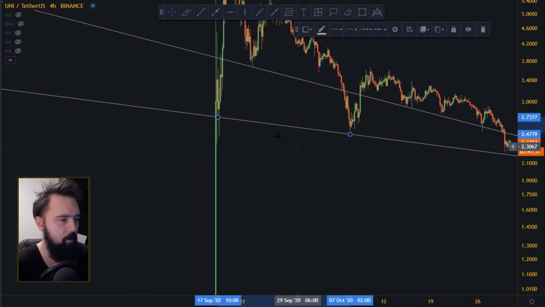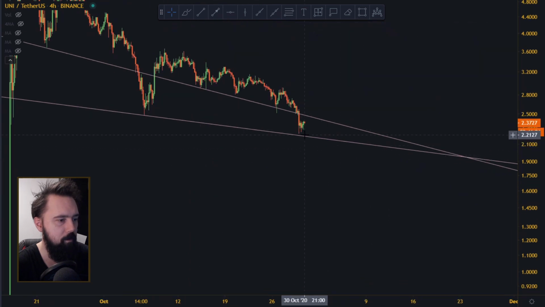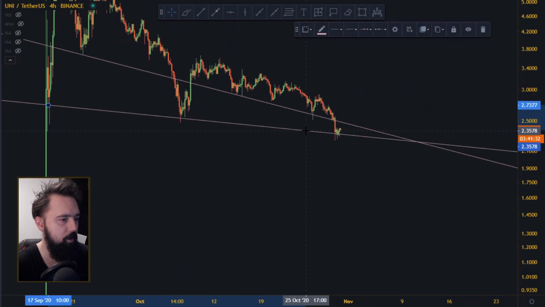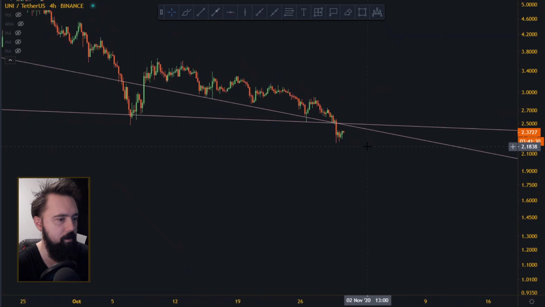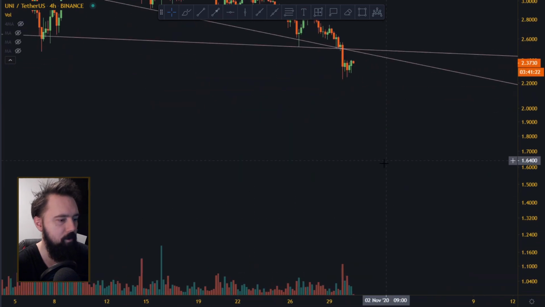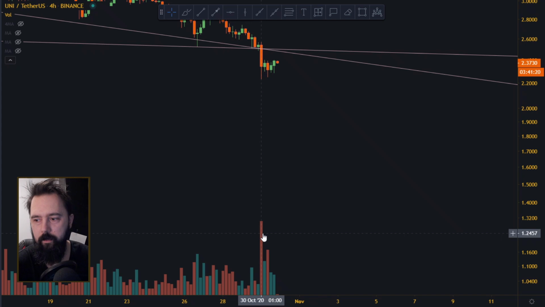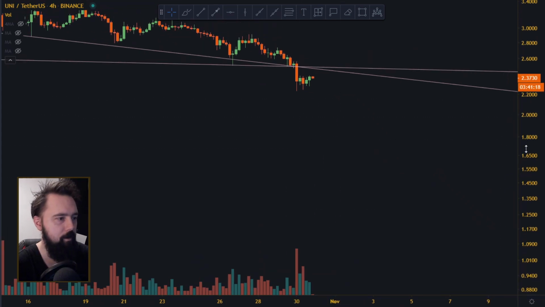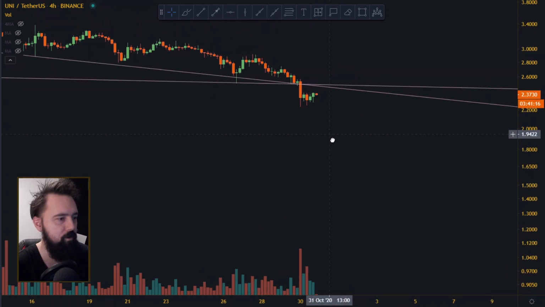bottoms here. See, also this line creates some kind of support here, but more correct I think is this. Exactly, because once it breaks down here, it just drops a ton. And we can see that on the volume, I think. Yeah, you can see the volume, this big red candle over here. That shows the importance of the dump.